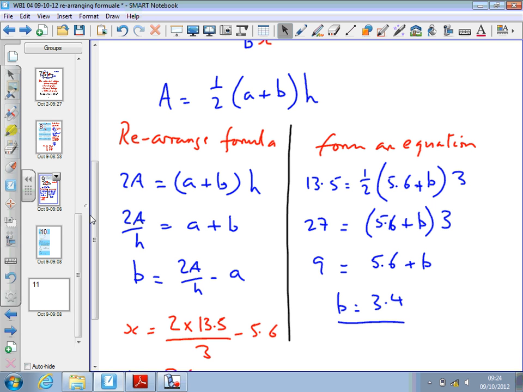Which is best is an open question. It depends on the problem. Okay? I always like to try and rearrange the formula if I can, because then I've got a general formula to find b for any area, height and other side, and so I could then investigate what happens if I change those values. So the formula is in the end a good way if you want to investigate the effect of changing certain variables, for example. But if you've just got a one-off to solve, then you can set out an equation and solve that equation.